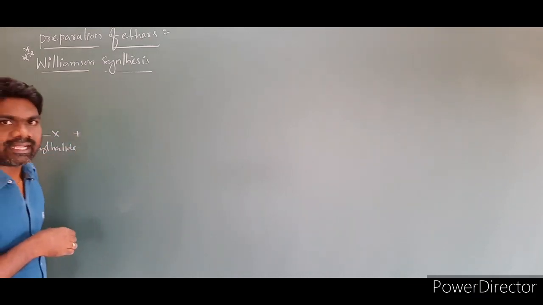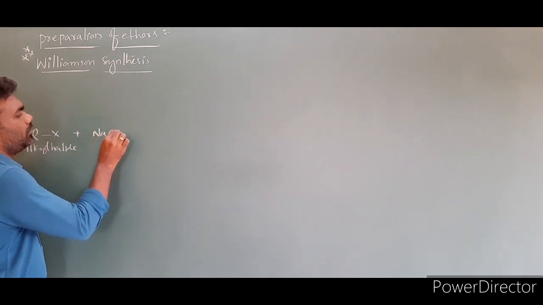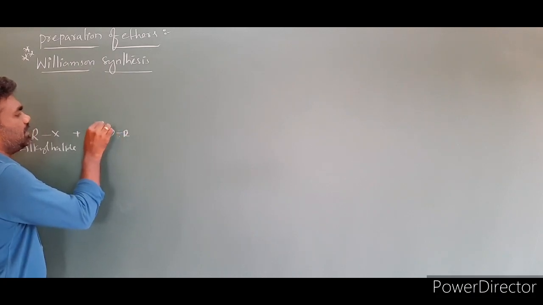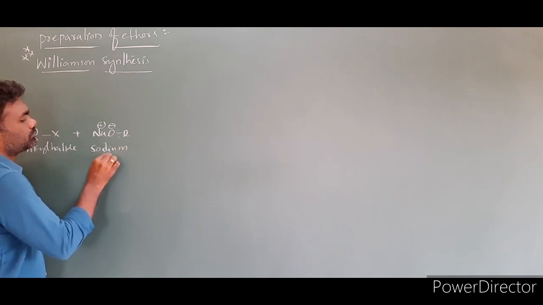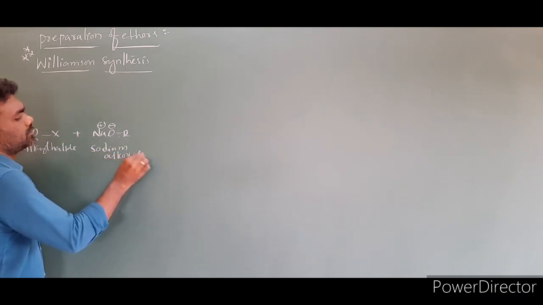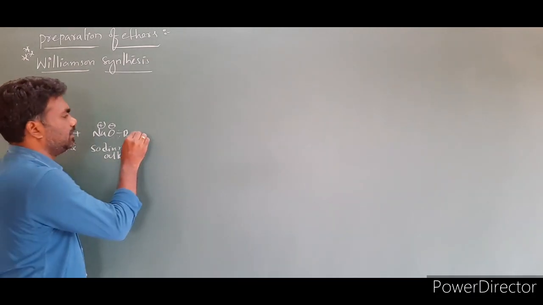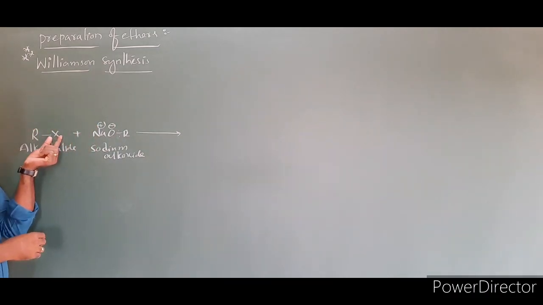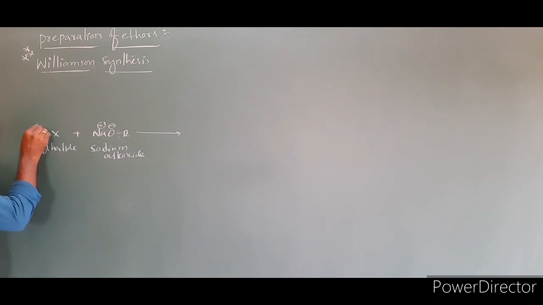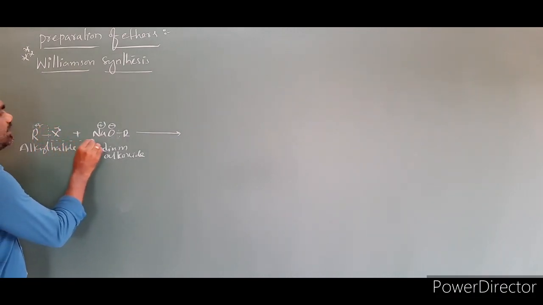Alkyl halide reacts with sodium alkoxide, which I am labeling as NaOR, Na plus O minus. This is sodium alkoxide. So alkyl halide reacts with sodium alkoxide, leading to the formation of product. How to write the product: this X is partially negative, this R is partially positive, this Na is partially positive. This X and this Na are eliminated in the form of NaX.